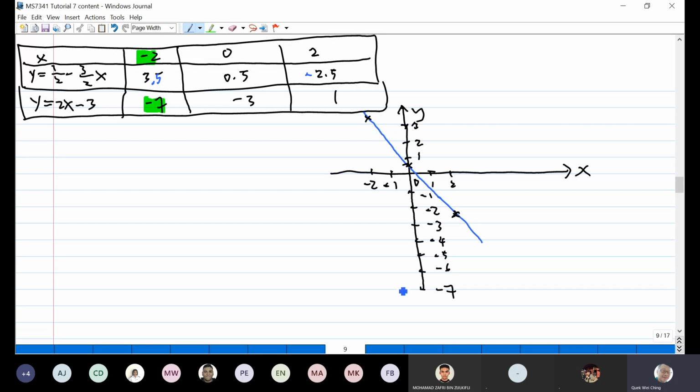-2 and -7 is somewhere here. When x equals -2, y equals -7, somewhere here. Okay, this is the first point. And then when x equals 0, y equals -3. 0, -3 is somewhere here. Then 0, -3. And then when x is 2, you get 1. So 2, 1, I think somewhere here.